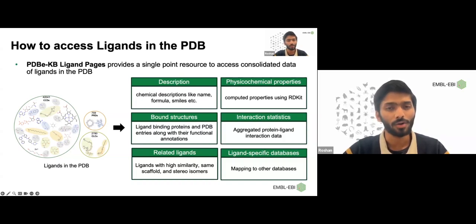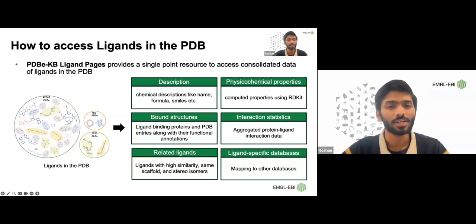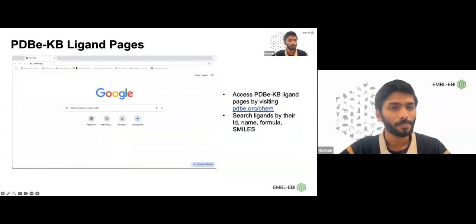We have also aggregated all the protein-ligand interaction data, and we will see how it is represented in a later session. We also have collected all the ligands which have at least 60% similarity to the ligand in the related ligands section. Also, the ligand-specific databases section contains all the external mappings to different databases related to small molecules.